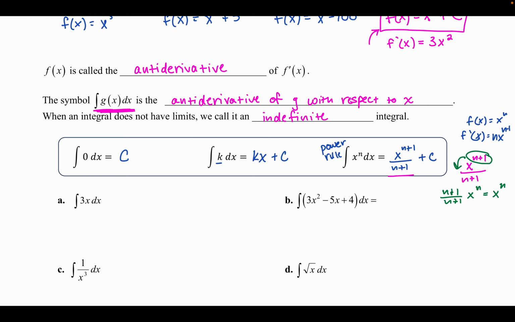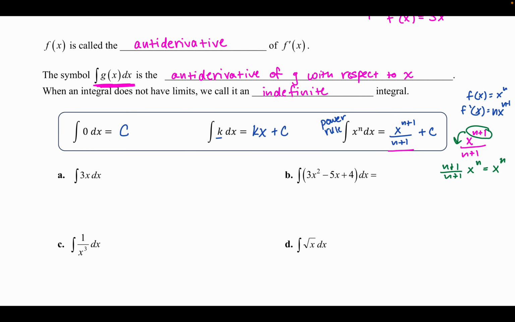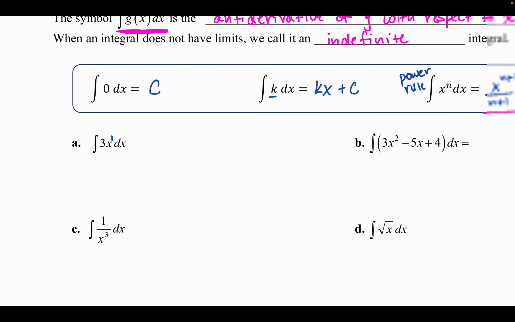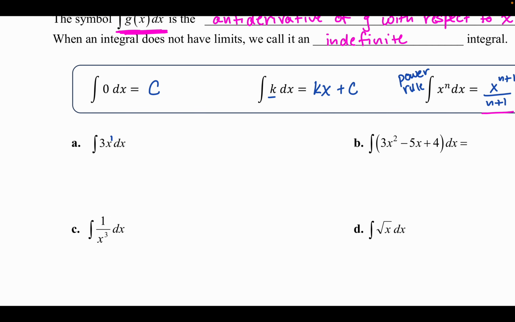All right, so we're going to see how this all works. So here for a, we have 3x, and this is really 3x to the first. So we have an x in here, so we're going to use the power rule. Anytime you have x, you're going to use the power rule. If I have a constant, a coefficient, I can just bring that out front. That's one of our properties of integrals. It'll just stay there, just like with derivatives. If you have a coefficient, it doesn't affect anything. It will just stay there and be present in your derivative.